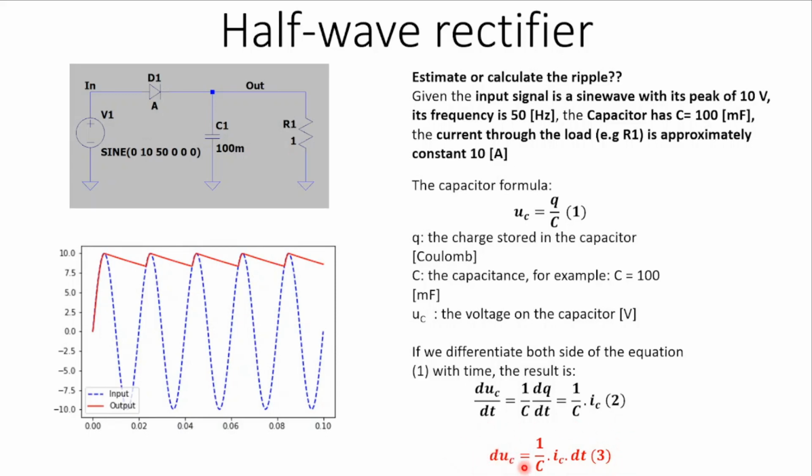We have the changing voltage on the capacitor equal to the reverse of the capacitance times the current going through the capacitance. In this case, we assume that the current going through the capacitor is constant, so we can simply write it here as a current without any complicated formulation. And then we multiply by the time necessary to accumulate such a voltage on the capacitor.